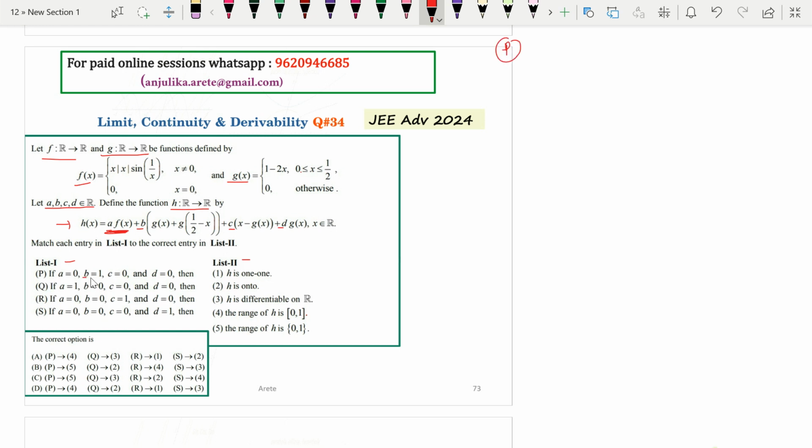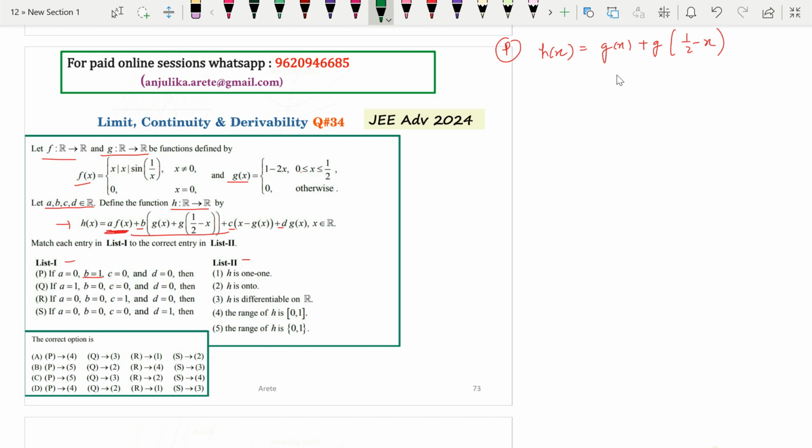P says that only B is 1, everyone else is 0. So what is your h of x function? If only b is 1, it is this. So my h of x is g of x plus g of half minus x. Now I want to see whether this is one-one, onto, differentiable. So let's decode what is h.